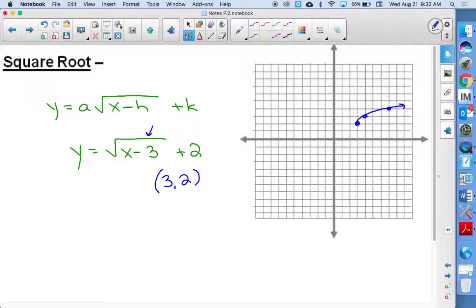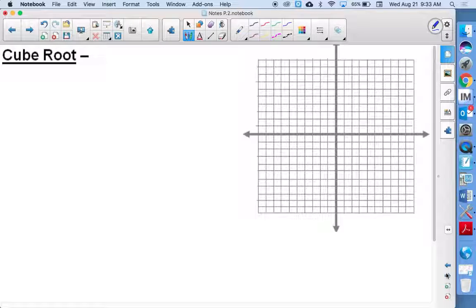Here's our little dancing guy over here. The square root only goes one direction, because can you take the square root of a negative number? No. So it just starts here at those 2 numbers, and it continues in the positive direction because negative square root doesn't work. Questions? So why don't you see if you can think about the last one that's on there.